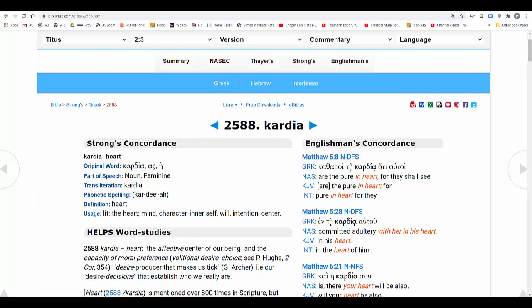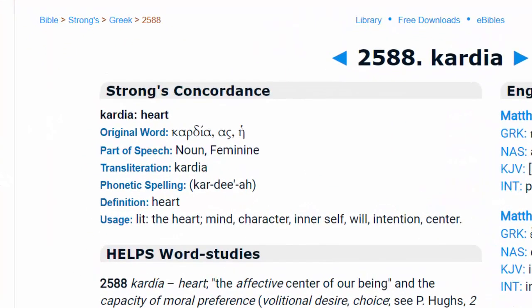At this point, you're ready to fill in the first piece of information for your word study, and that is writing down in transliteration, that is in English alphabet characters, what is the basic word that you're studying. So in this case, you would want to write down cardia.